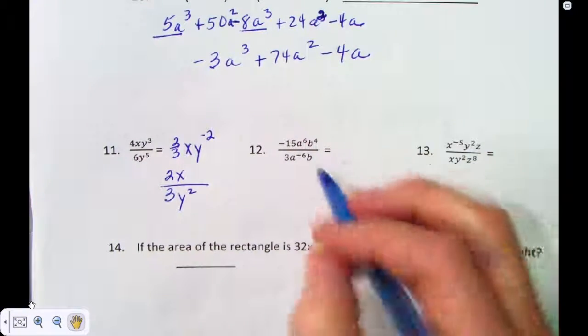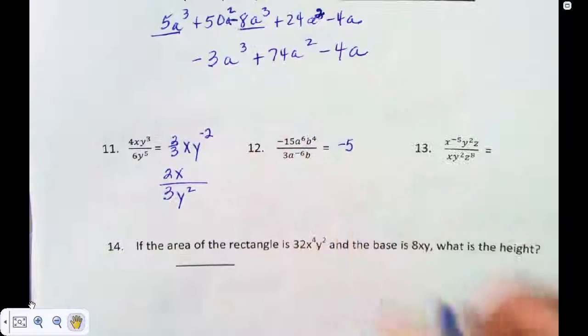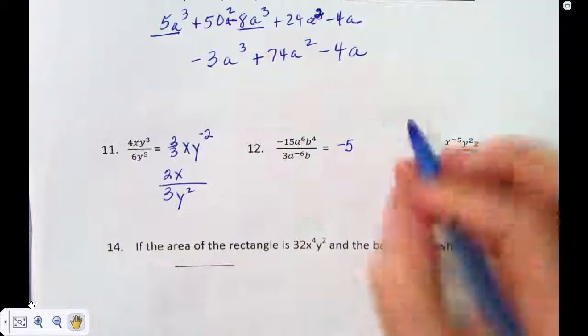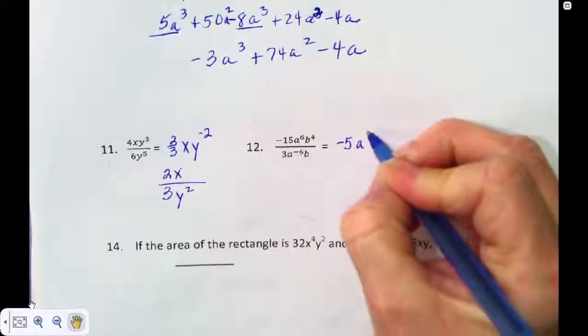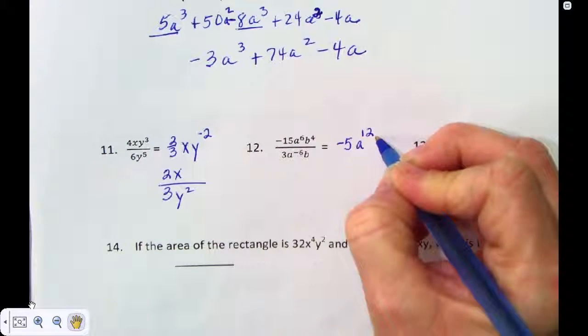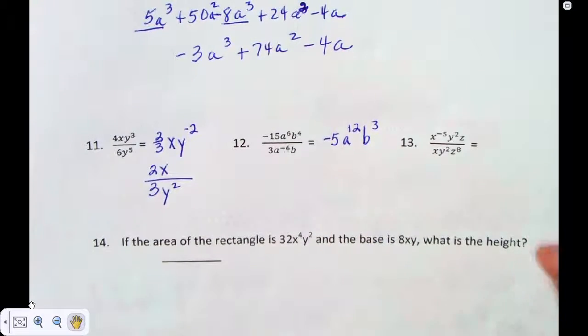What's negative 15 divided by 3? And then some of you said this canceled out. It's going to be what? A to the 12th. A to the 12th and then B to the 3rd. And then that's all you do. Sometimes the second step is your answer.